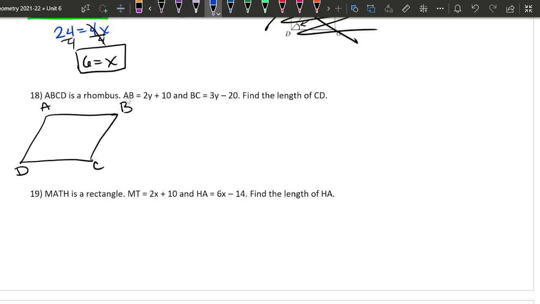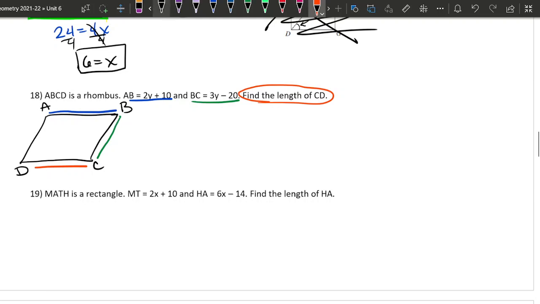And then it tells me that AB is 2y plus 10. So AB is the top piece. And then it says BC is 3y minus 20. It's over here. Find the length of CD. So I want to find that one. All right, so now that I have my problem set up, look at my yellow paper for properties of rhombi.